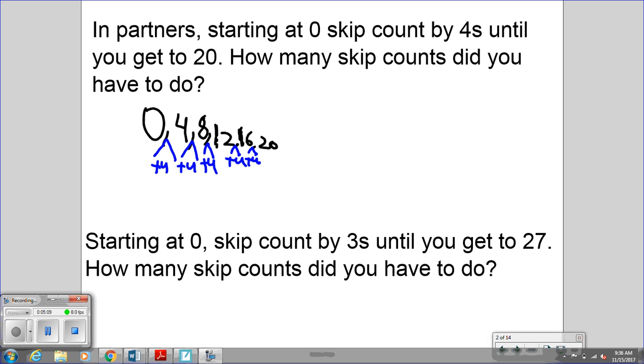All right, Parker, I want you to turn our sequence from skipping from 0 to 20 into a groups of sentence. How many groups of skip counts did we need? 5. 5 groups.